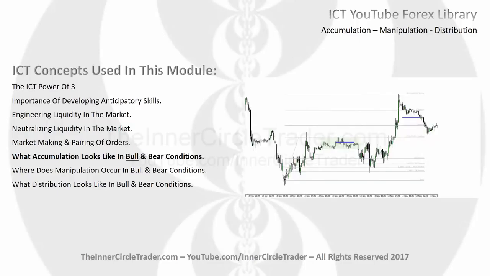What does accumulation look like in a bull condition or when it's bullish? It's not important that we zoom in here and see any of the details. I just wanted you to see the overall characteristics.